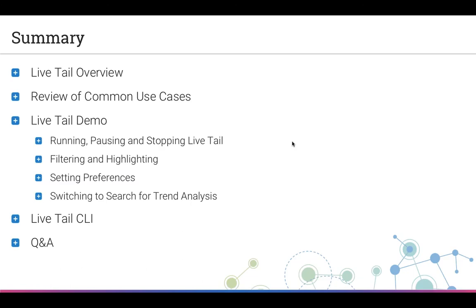Okay, so there you go. In summary, we've covered Live Tail overview. We've reviewed some of the common use cases. I gave you a demo of how to run, pause, and stop Live Tail, how to do a little bit of filtering, how to do some highlighting, setting some of your preferences, and then switching over to the search capability so you can do some trend analysis. Lastly, we looked a little bit at Live Tail CLI and how we can use that from our command line.